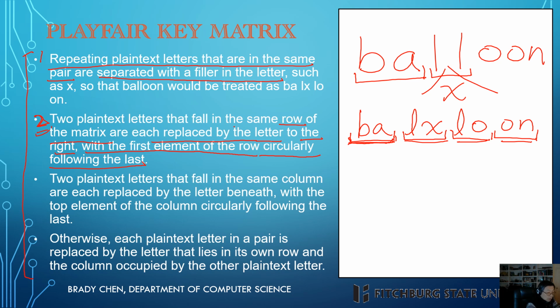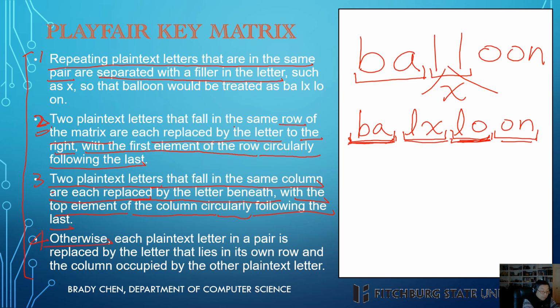Now, if the two letters in a unit fall into the same column, then each is replaced by the letter beneath, with the top element of the column circularly following the last. That's basically the rule. If you have a letter and there's no letter beneath it because it's in the last row, then we need to do the circular way. We need to go all the way to the top. That's rule number 3.